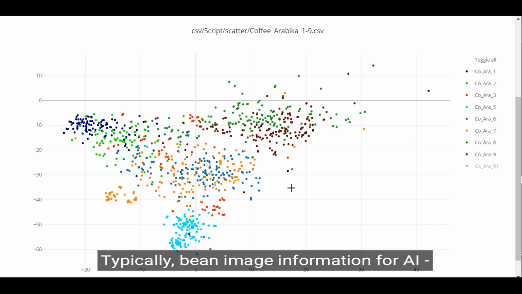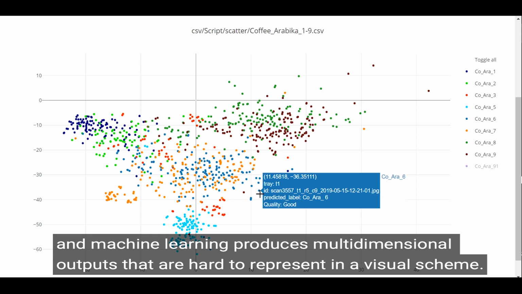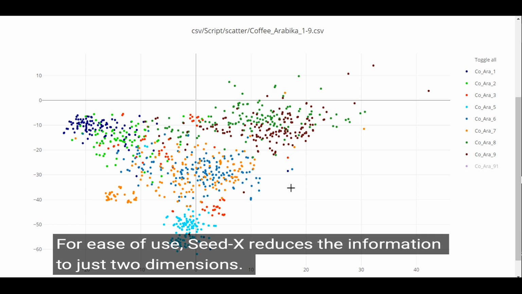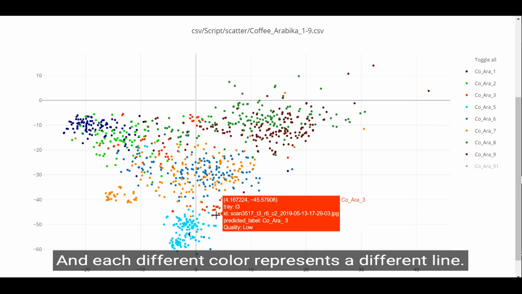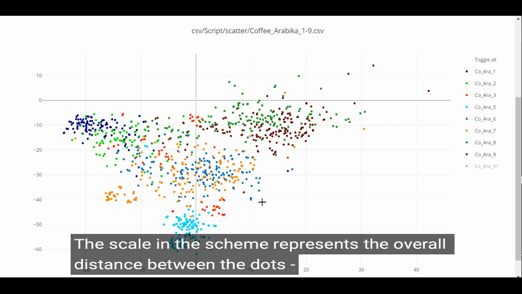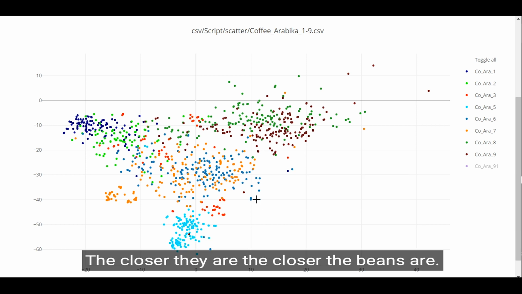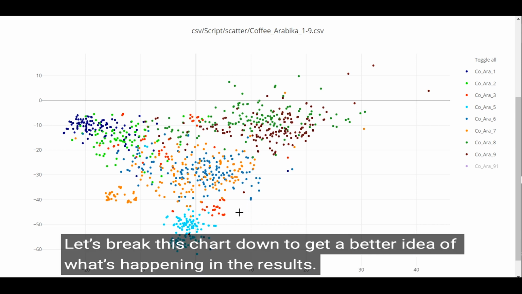Typically, bean image information for AI and machine learning produces multi-dimensional outputs that are hard to represent in a visual scheme. For ease of use, SeedX reduces the information to just 2 dimensions. Each dot represents one bean, and each different color represents a different line. The scale in the scheme represents the overall distance between the dots. The closer they are, the closer the beans are. Let's break this chart down to get a better idea of what's happening in the results.